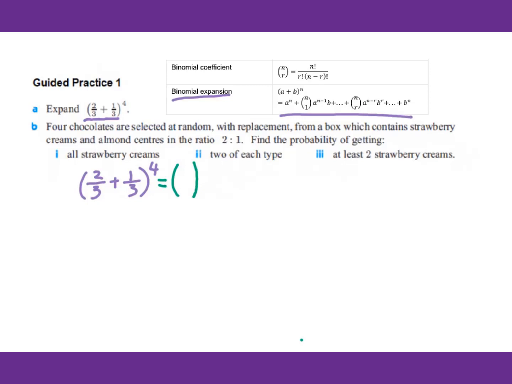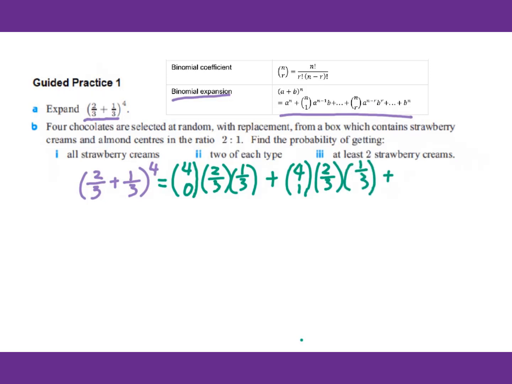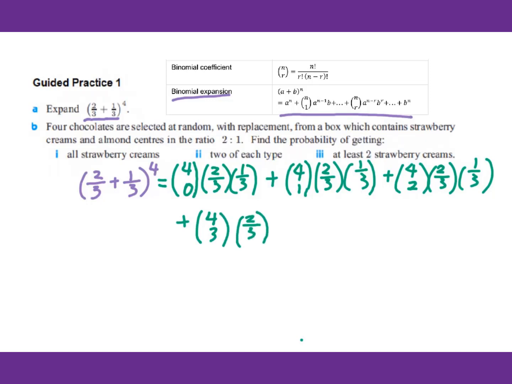You will do here's 4 choose 0, then 2 over 3, 1 over 3. Plus 4 choose 1, then 2 over 3, 1 over 3, plus 4 choose 2, 2 over 3, 1 over 3, then plus 4 choose 3, 2 over 3, 1 over 3, plus 4 choose 4, 2 over 3, 1 over 3.